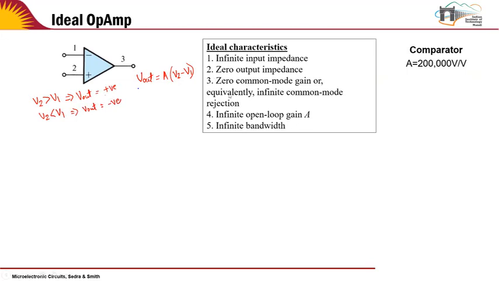Now, when you say that the op-amp has infinite open loop gain, what does open loop mean? There is no loop in this figure. When we come to closed loop, you'll understand what is open loop. So right now, this figure is an open loop system because there is no connection from the output to the input.